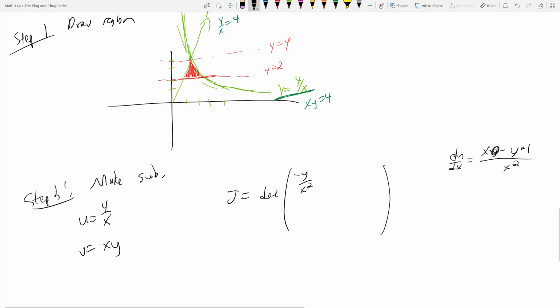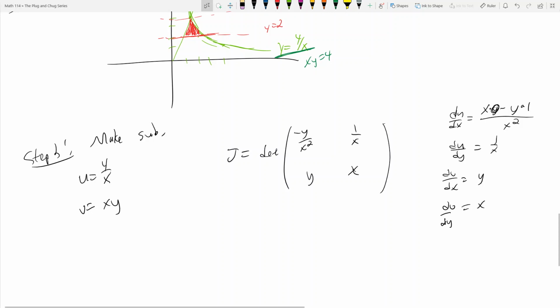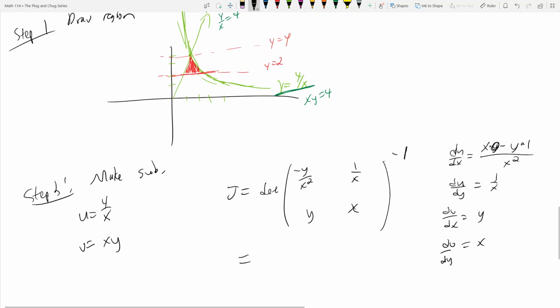And then du dy is simply 1 over x. Okay, dv dx is now y, and dv dy is going to be x. The last one was fine, the first one was kind of bad. And so the Jacobian then, oh, and we got to take this inverse. Remember, we have to take the inverse because we got u equals and v equals, so we got to take that inverse.